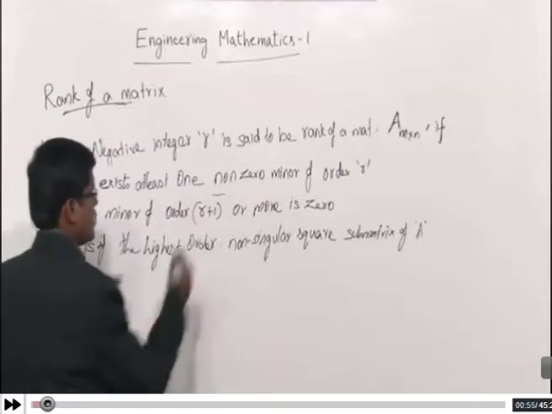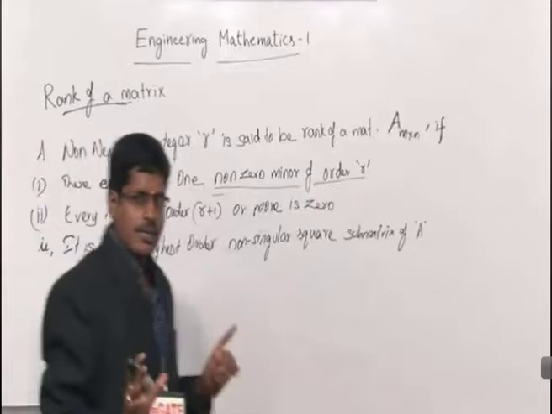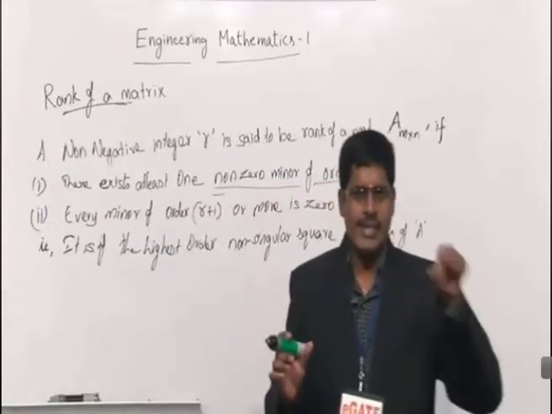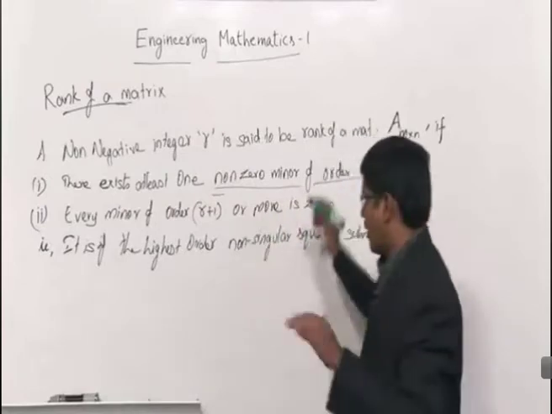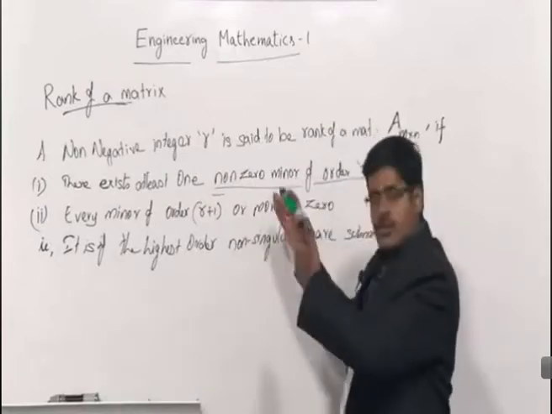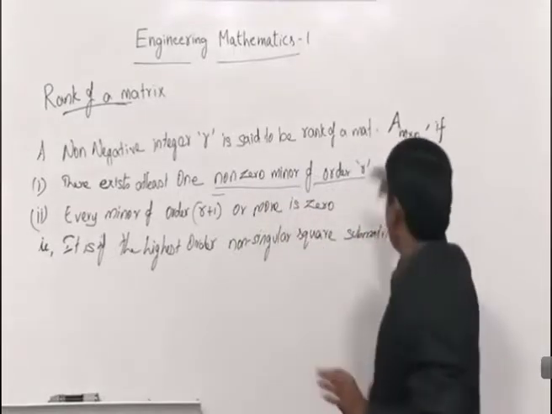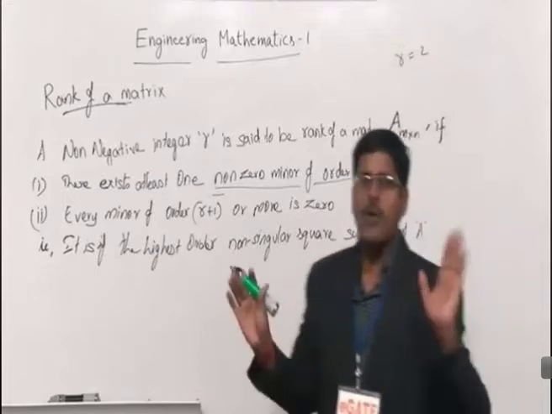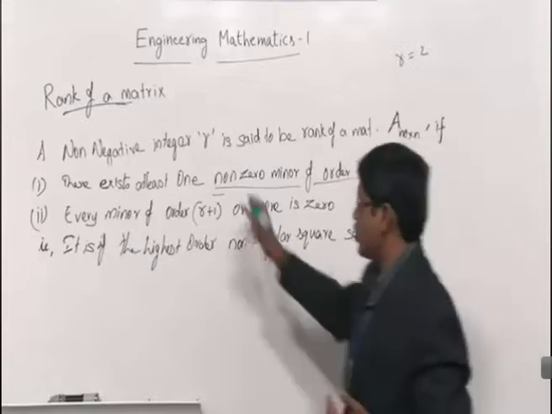See, this is very important. A non-zero minor of order r. Order r means an r cross r matrix in the given matrix A. Sometimes we feel difficulty regarding r. Now I am taking a particular case of that rank. Suppose rank is equal to 2 in some problem, so that you can easily understand these two conditions.